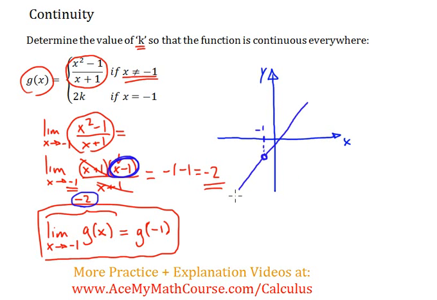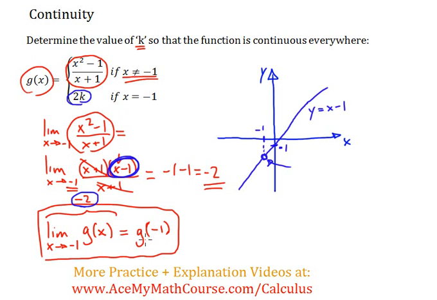And it's just a line, right, passing through -1, because that would be y equals x minus 1 with a slope of 1. So far so good. But now we have this empty dot here, and we need to fill that in with a value of k that would make that happen. And how can we make that happen?